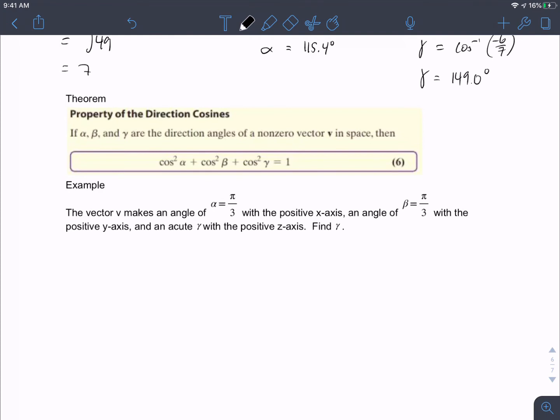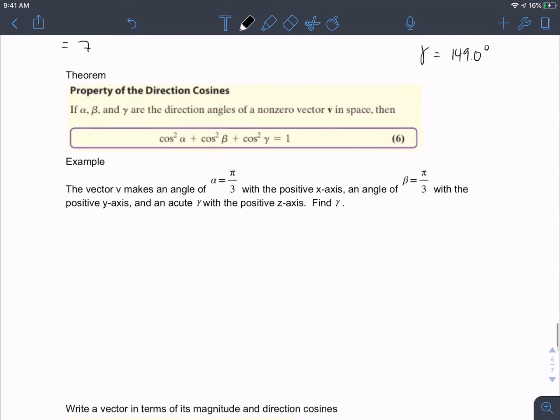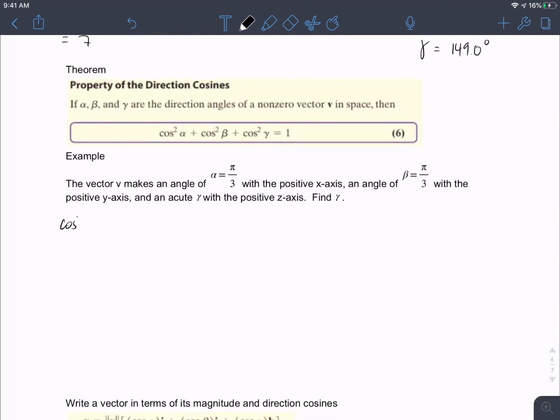We can also do it this way, where if we have a couple of the angles, we can go ahead and find it by using cosine squared alpha plus cosine squared beta plus cosine squared gamma is equal to 1. So I'll do an example for you real fast just so you guys can see. So using that formula, I'm going to go cosine squared of alpha, which we know is pi over 3, plus cosine squared of beta, and we know beta is also pi over 3 in this example, plus cosine squared of gamma, which we don't know, is equal to 1. And so we're trying to find this.